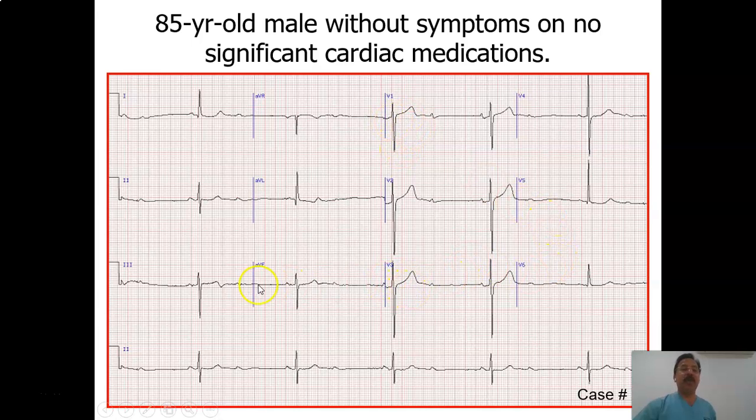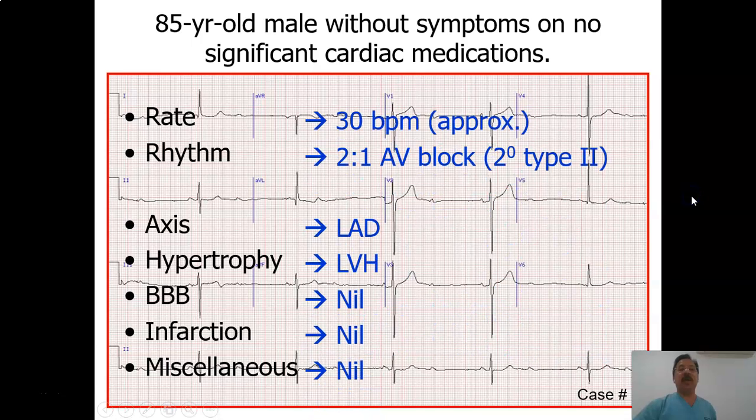ST segment elevation or depression. There are no significant ST segment elevations, no depression. So this patient has asymptomatic bradycardia, second degree type 2 AV block, and this ECG shows a rate of 30 beats per minute, and the rhythm is 2 to 1 AV block or second degree type 2 block. There is left axis deviation, there is left ventricular hypertrophy, no bundle branch block, no infarction, and the patient is asymptomatic. So this is asymptomatic bradycardia.